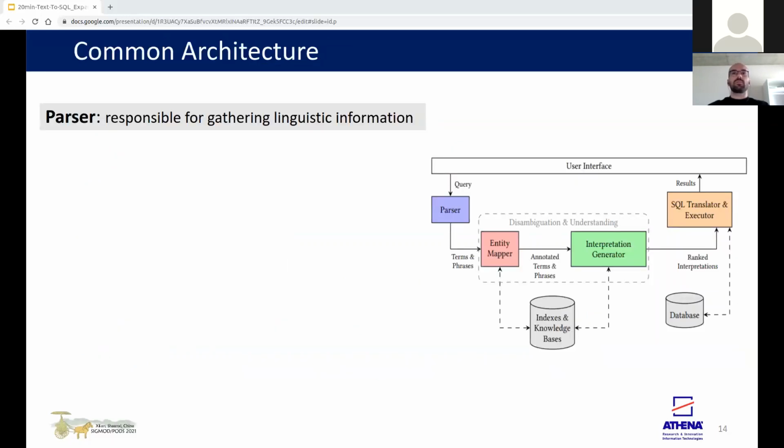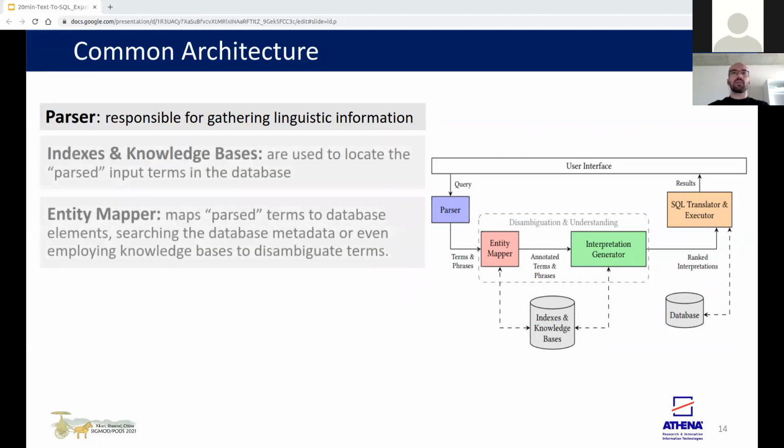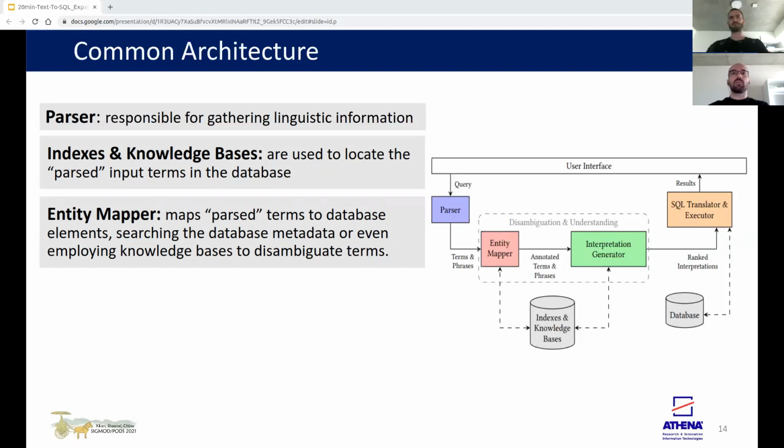All systems follow a similar general architecture, which is shown in the figure on the right. First, the query passes from the parser if it exists, and it is transformed to a more structured format, such as a tree, for example. Then, the entity mapper receives the input terms and matches them to database elements with the help of the indexes and knowledge bases. The interpretation generator extracts query operations such as joins, aggregate functions, and comparisons, and creates another structured format that represents the order and the dependencies of the operations.